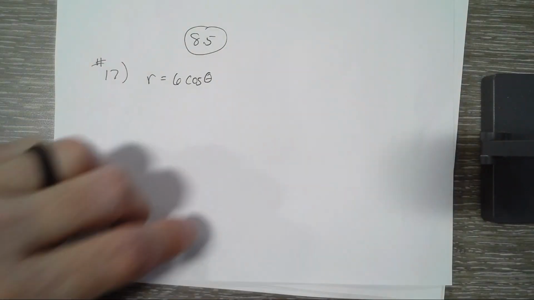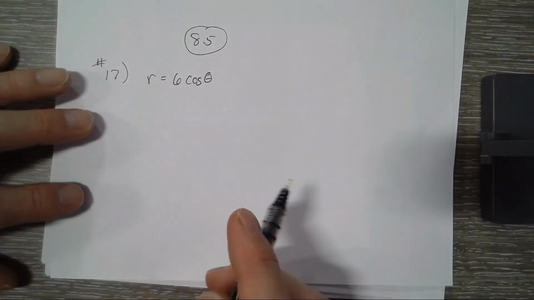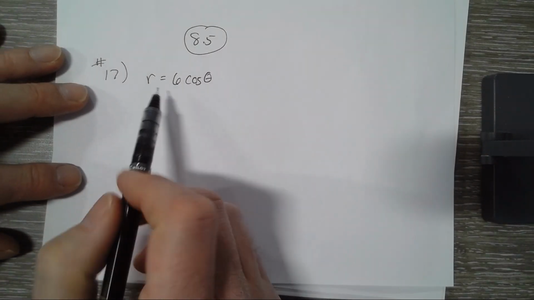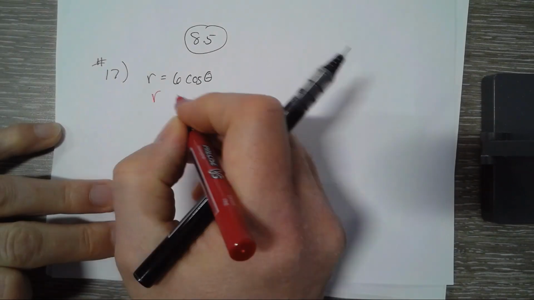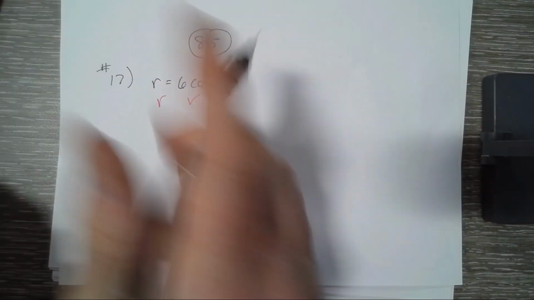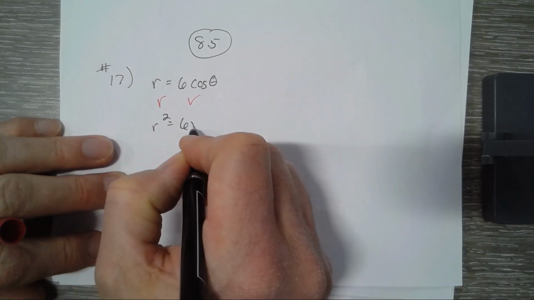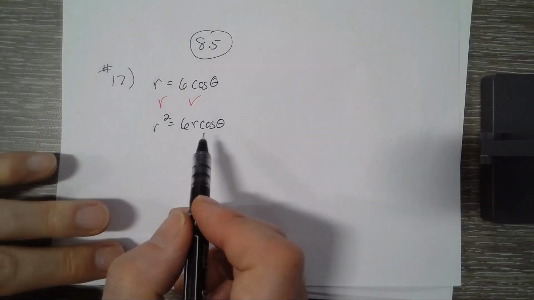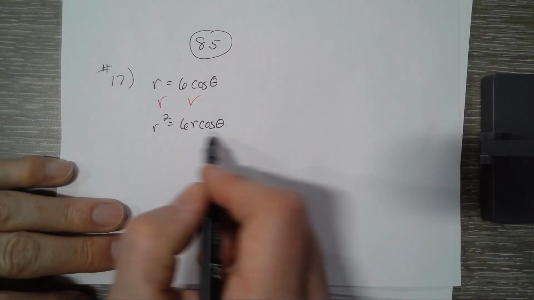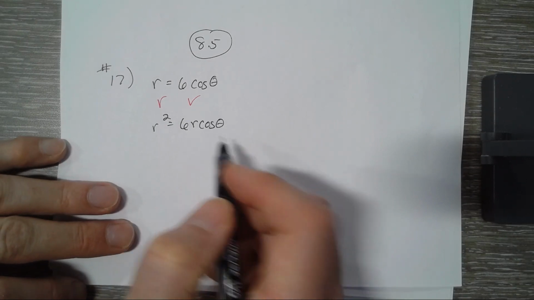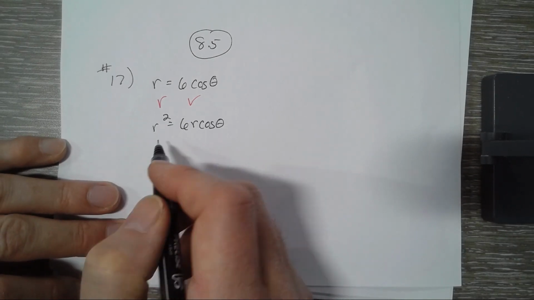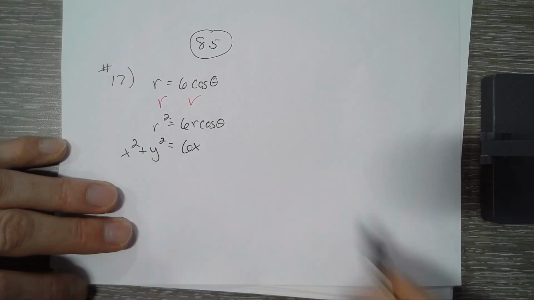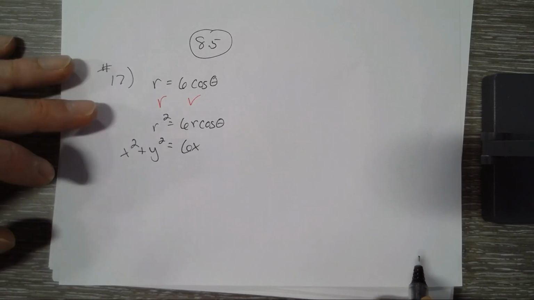How could I do this without a calculator? Well, we could find the rectangular equation. In this case, I would multiply both sides by r, because I need an r to go with the cosine. I get r squared equals 6r cosine theta. So we know that r cosine theta is just x. That's one of our relationships between rectangular and polar. This is an x. And we also know r squared is x squared plus y squared. Okay, we have our rectangular equation.